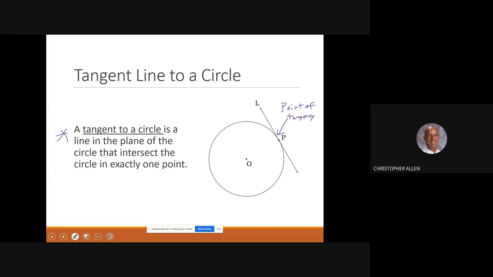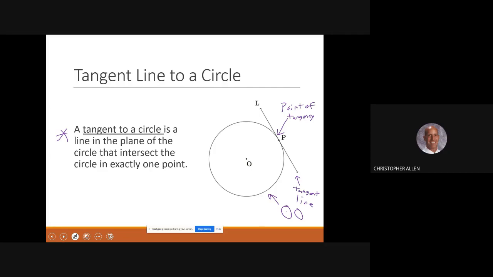Okay, so this is the tangent line. This right here, that's the tangent line. By the way, this is circle O. We would call this circle O. That's how we would write that.